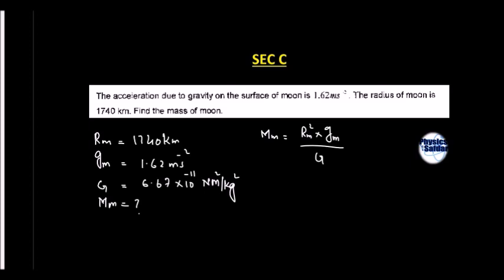Look at the information given. Gravitational field strength is given in SI unit. Capital G is also given in SI unit. But radius, that is a distance, is in kilometer. So first you need to change this distance kilometer to meter. You know well how to convert kilometer to meter. If you want to make conversion from kilometer to meter, first you will write the given number, that is 1740, then multiply by 1000.